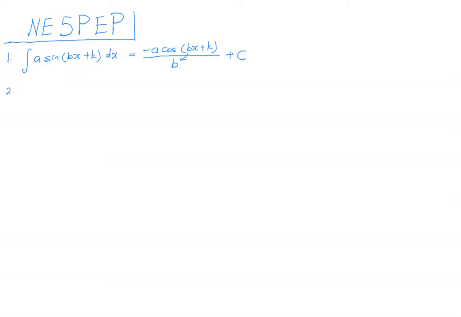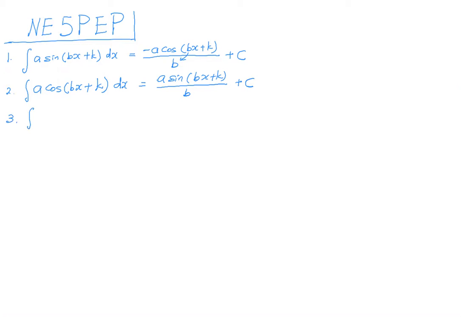Second one, you need to know if I integrate cos of an angle, the angle must be in linear form. So I will get sin, write down the angle, then divided by the coefficient of x, then plus c. Okay, it's also good that we write down this formula.